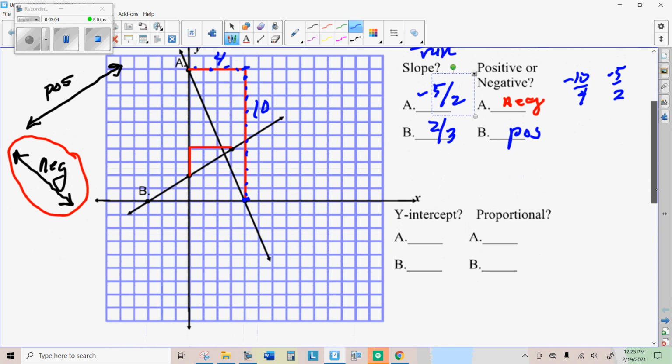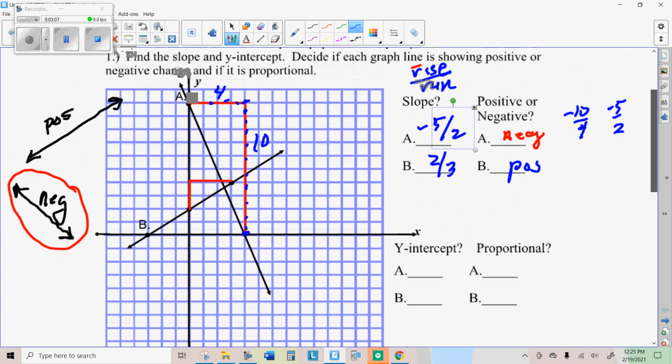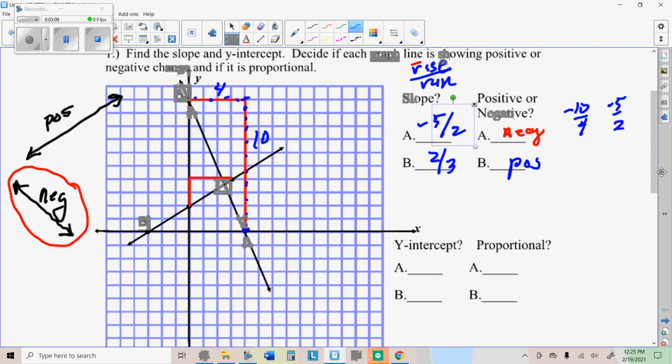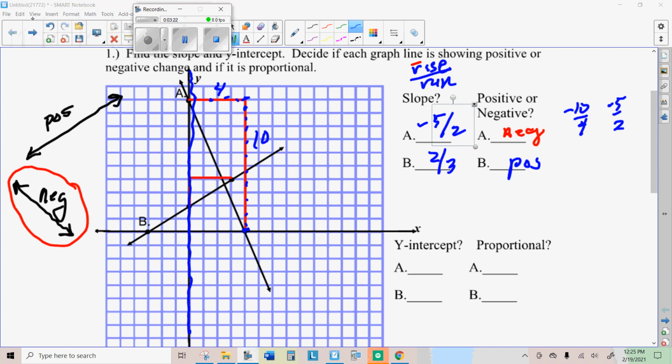Okay. Now to find the y-intercept, you've got to find the spot where it's crossing the y-axis. So to do that, you just look on the y-axis, which is this vertical axis right here. That's the y-axis. And then you want to find where the line crosses that axis. So my line A crosses it right at this point. I'll make it a green point right there. Okay. And that y-intercept, it's actually the point 0, 10.